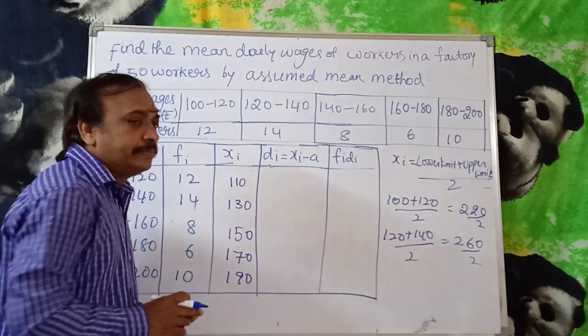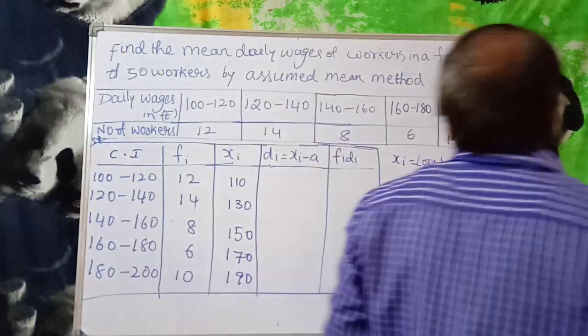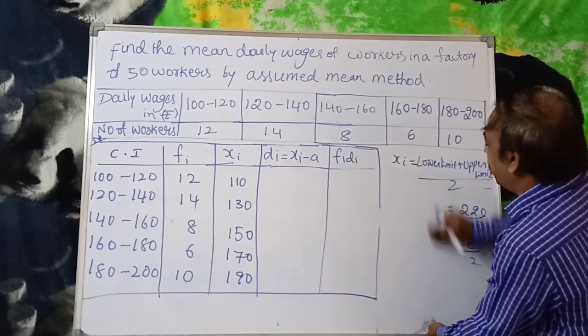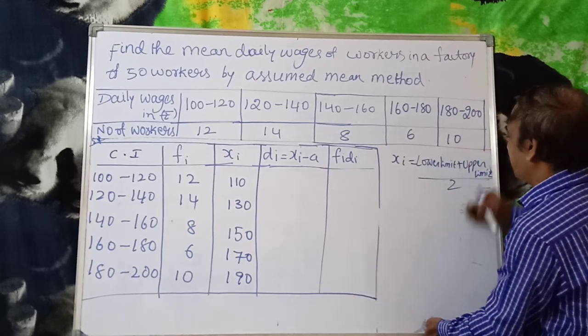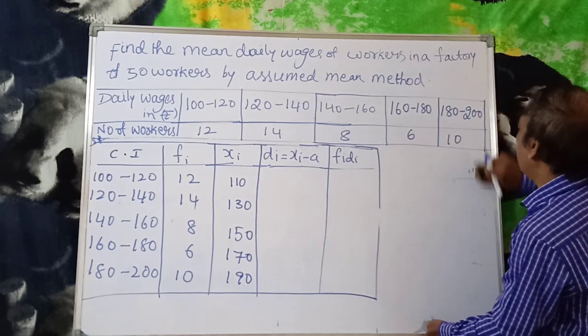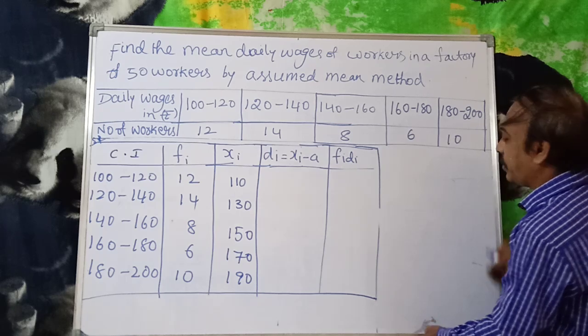Now in this you have to assume one value. The assumed mean you have to assume. What is the assumed value? The assumed mean in the formula. What exactly does the formula say?